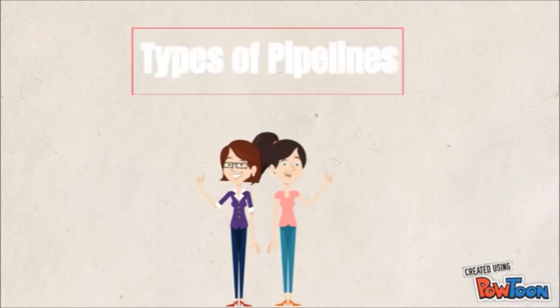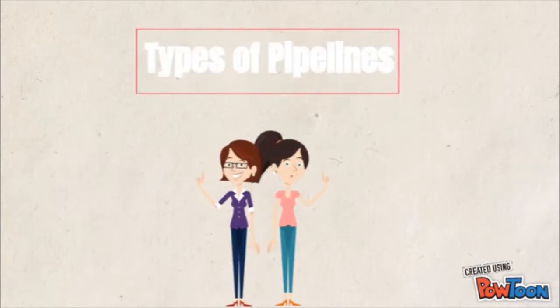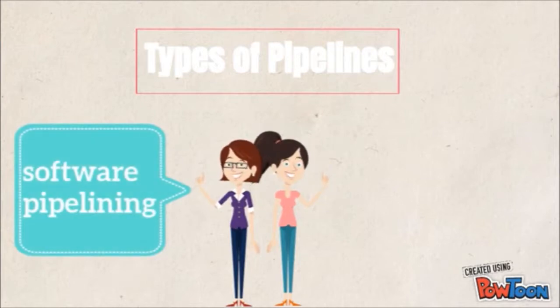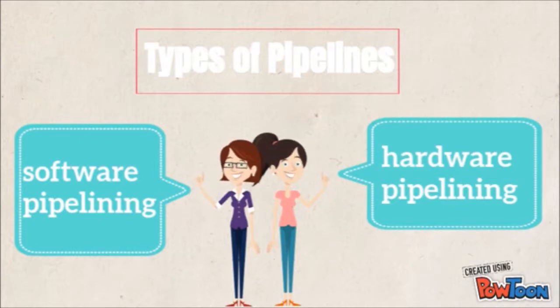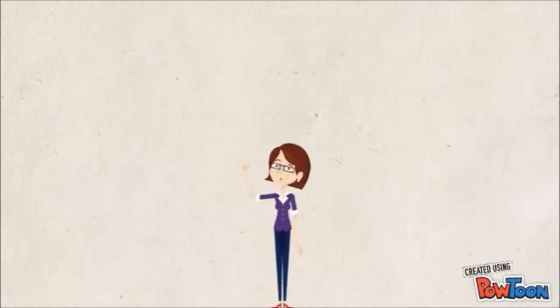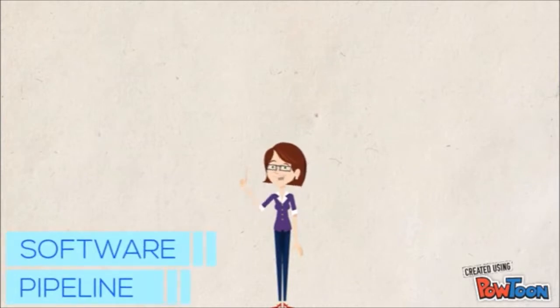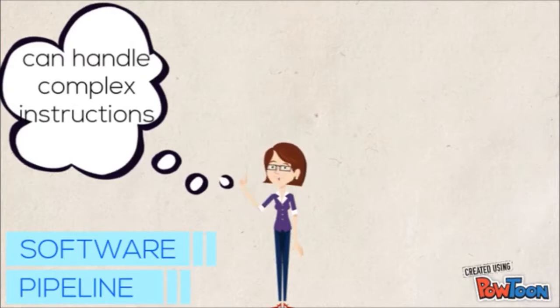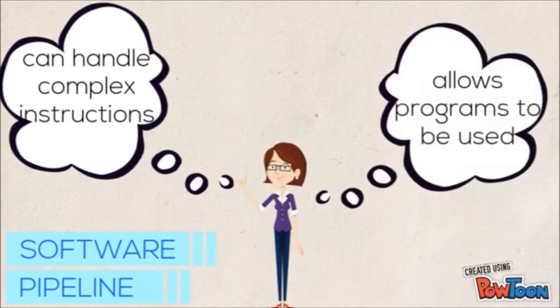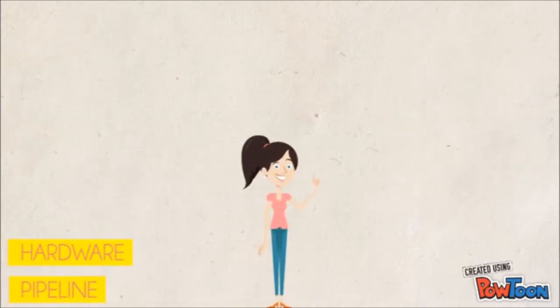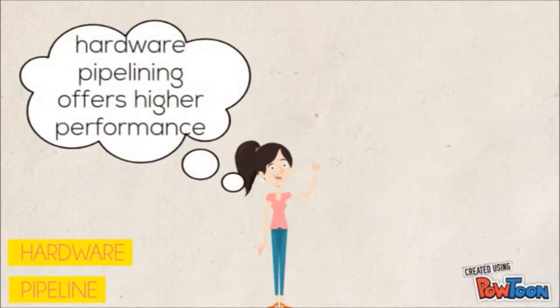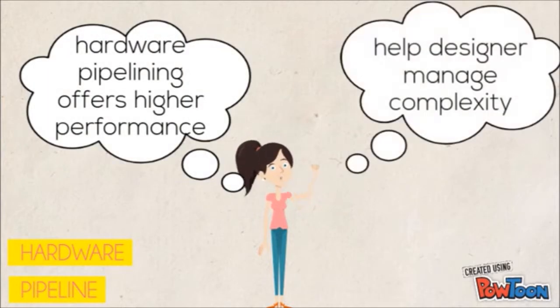There are two types of pipelining. The first one is software pipelining, and the second one is hardware pipelining. Software pipelining can handle complex instructions, and it also allows programs to be used. Next, hardware pipelining offers higher performance and also helps designers manage complexity.